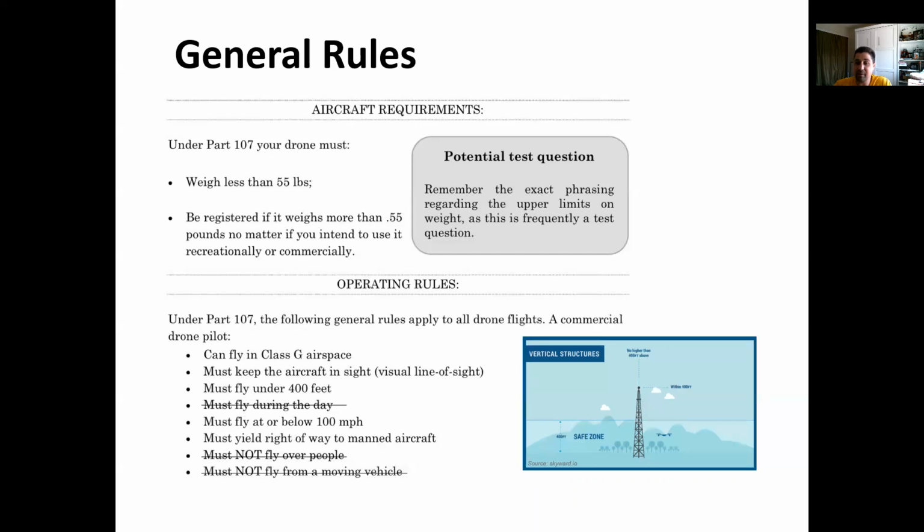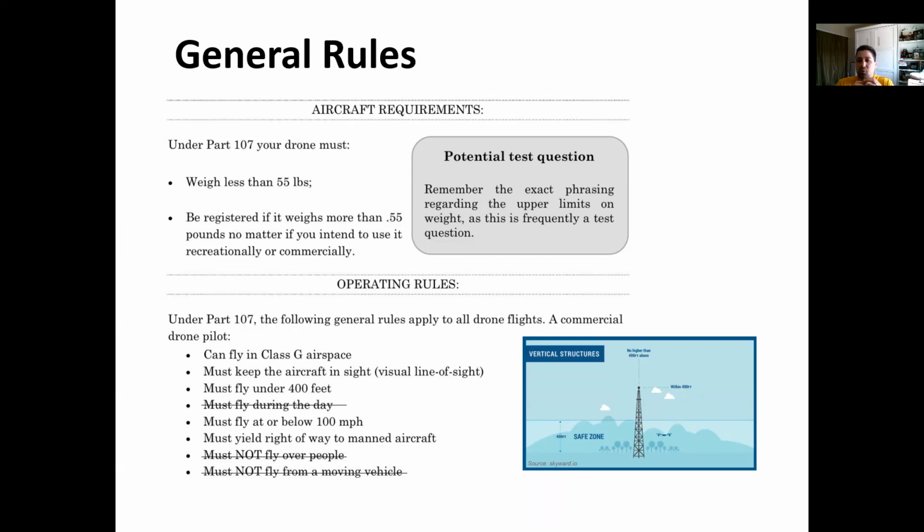So more than 0.55 pounds, which is the same as 250 grams. That comes up quite often when it comes to manufacturers, because those are registered in metric values. But according to the FAA test, it's going to be 0.55 pounds, no matter if you intend to use it recreational or commercial. That's an important thing. There is a distinction. Like I said, you have to get your Part 107 if you're going to do commercial work. That's the best designation I can give you.